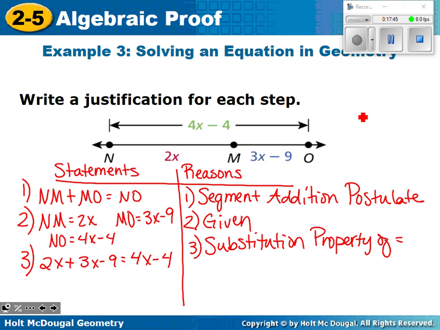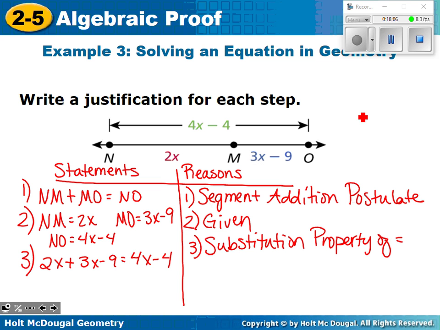Okay, Chris said subtract 4x. So I'm going to subtract 4x. Remember that you do not show your work in your proof. If you need to show work, go over to the side, rewrite the equation, and show your work over here. What you're writing in your equation is the result after you subtract 4x.